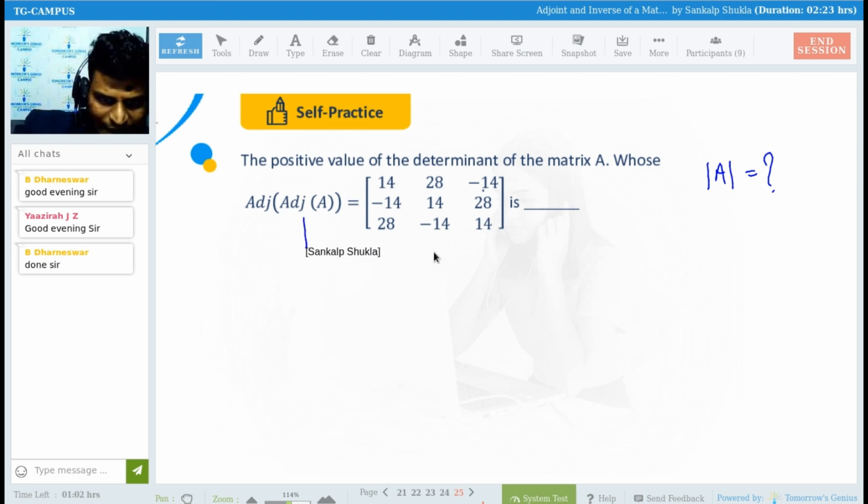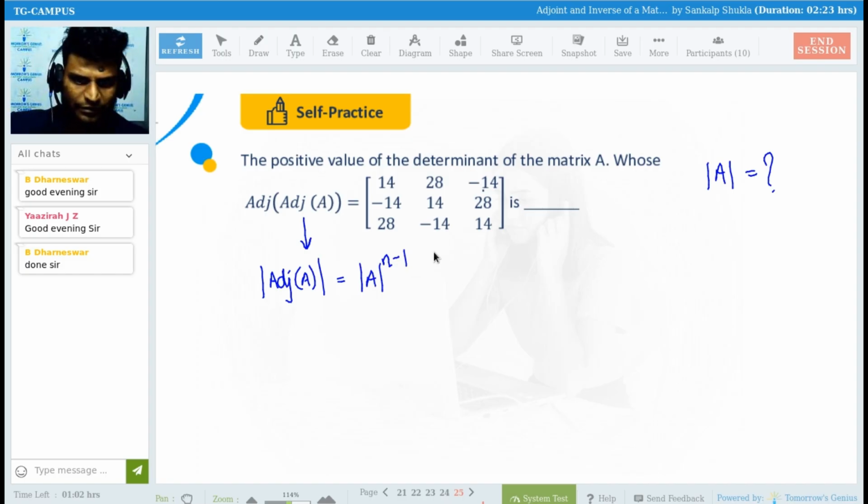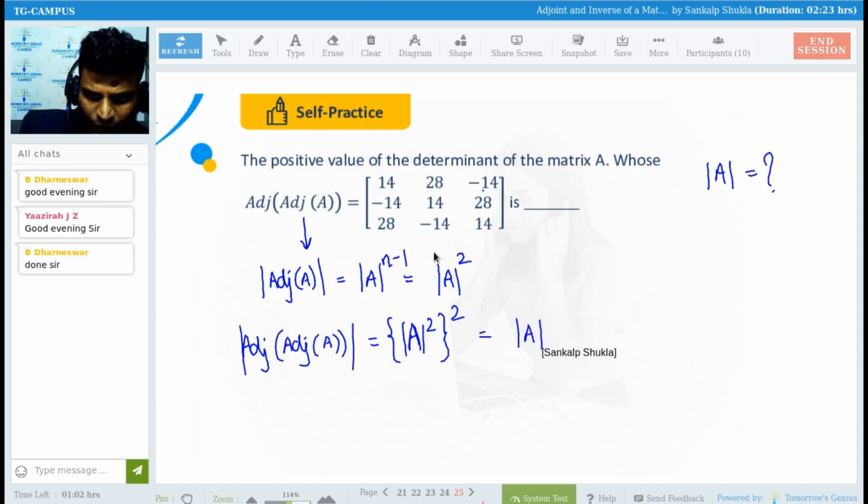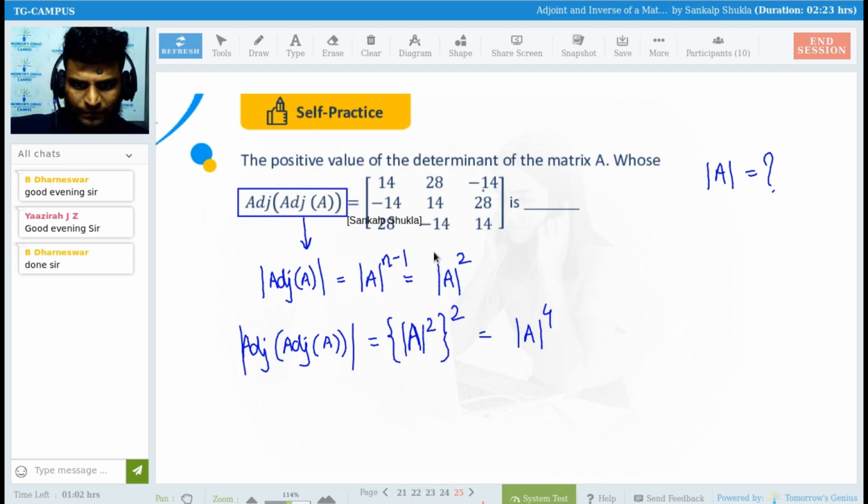Okay, so what I can write is, see, I have told you this property, na: determinant of adjoint A is always equal to determinant of A raised to the power n minus 1. Yes or no? And since this is adjoint of adjoint A, n is 3 over here, so it is mod A squared. Now the adjoint of adjoint A will be mod A squared to the whole power 2, so it will be mod A raised to the power 4. So this thing I have calculated for sure: it is mod A raised to the power 4.